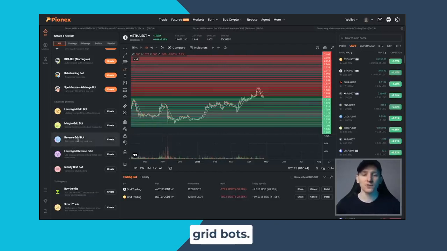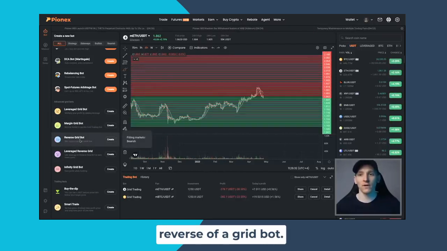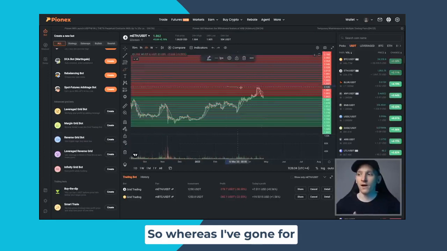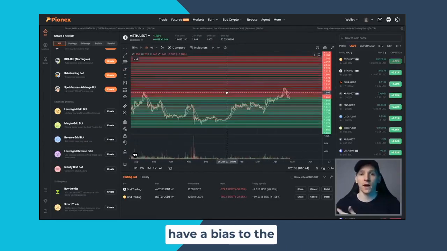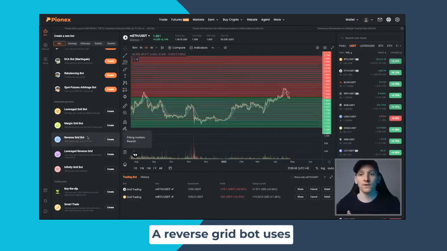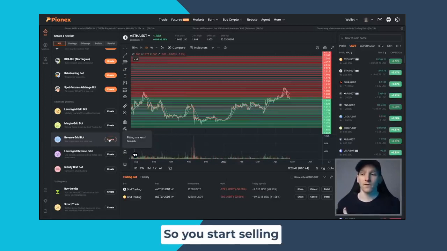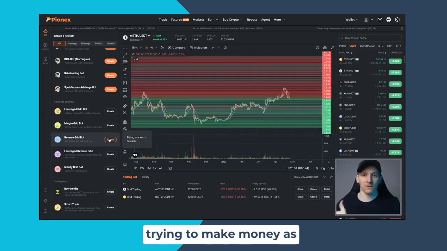We also have reverse grid bots. These are the exact reverse of a grid bot. Whereas I've gone for a normal long grid bot, which means we have a bias to the upside, a bias for buying, hoping the price goes up, a reverse grid bot uses crypto futures again to actually have a bearish bias. So you start selling first, and the bot is biased towards selling, trying to make money as the price falls. So again, if you're looking to trade shorter term and you want to take short positions on something, that might be something you can do.